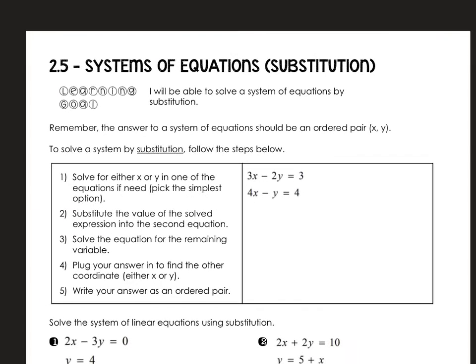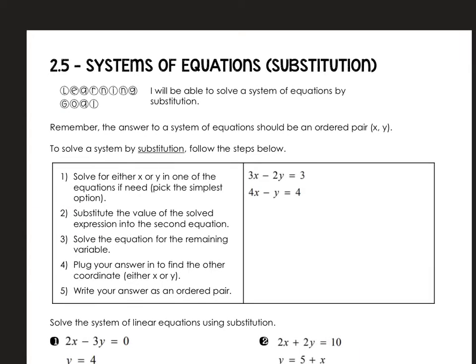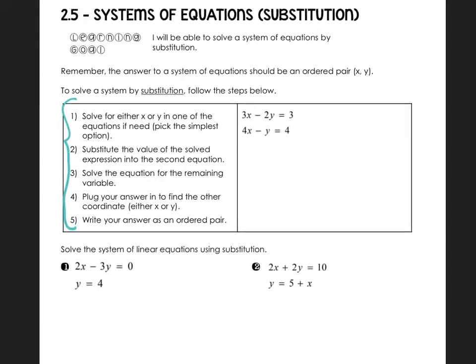So the first lesson that we did was about graphing and seeing where the lines intersect. So that was our first option. The second is substitution, so that's what we're looking at today. Remember, if it is one solution, your answer should still be given as an ordered pair, so x comma y. And then I wrote the steps out here that you can use to solve, so refer back to these today as you do your homework and things.